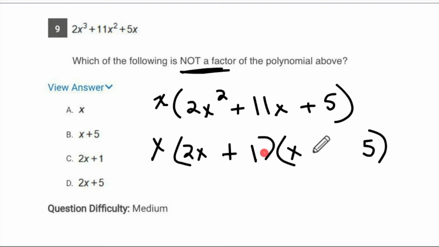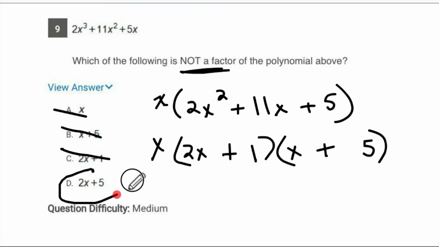They're both plus. Now we're looking, okay, here's a factor, so it's not that one. X plus 5 is a factor. 2x plus 1 is a factor, so this is the answer. So factors are just things you multiply together to give you what you originally started with. So when they're asking about not a factor, it means that the number's something that doesn't multiply together to give you what you started with.